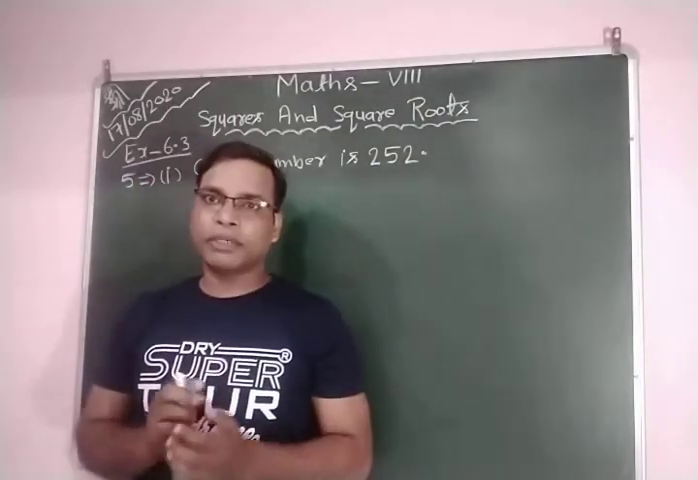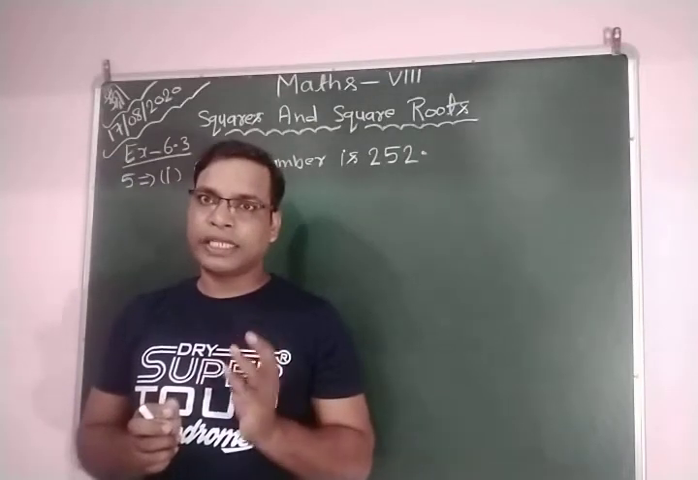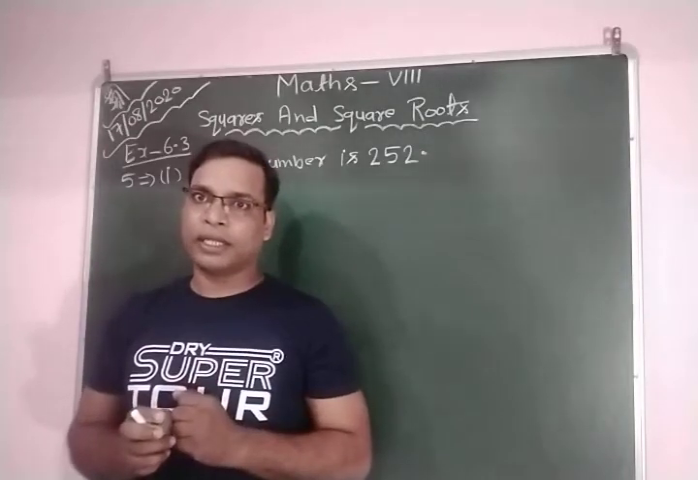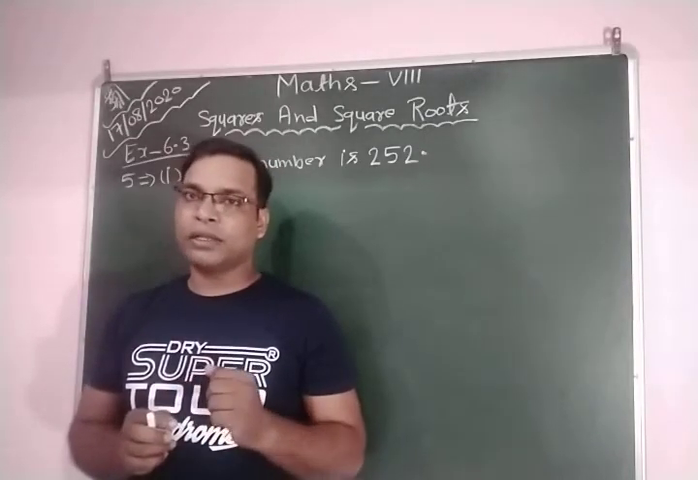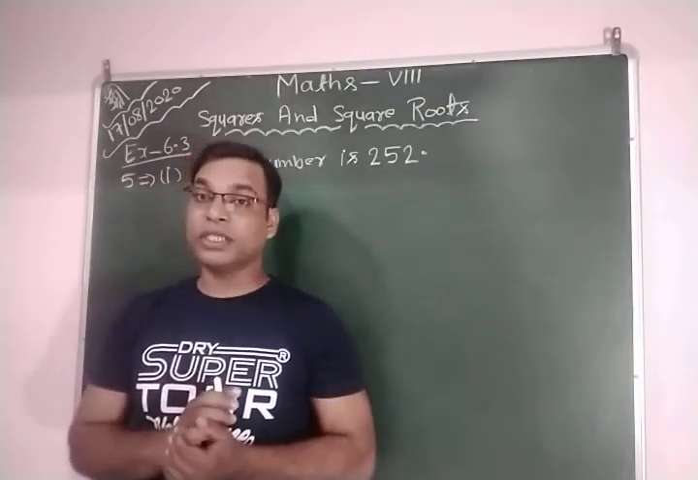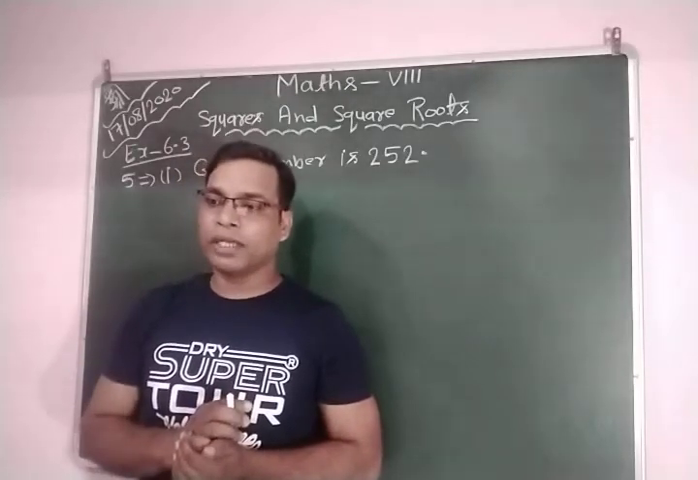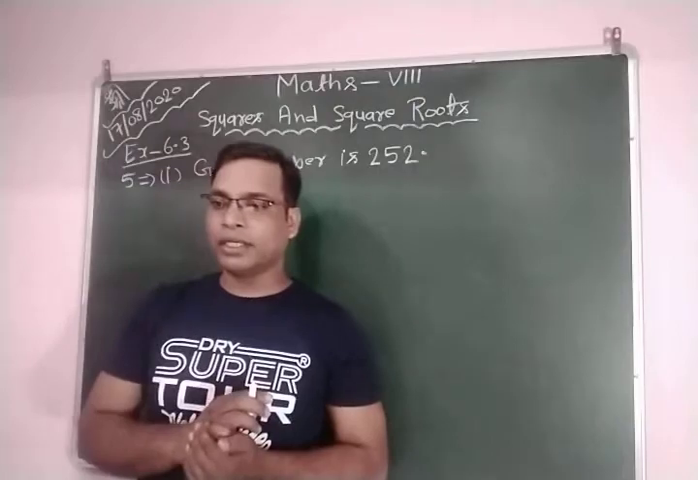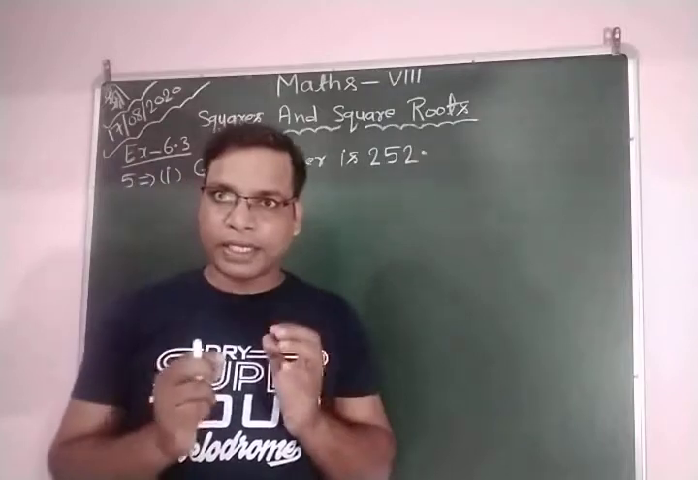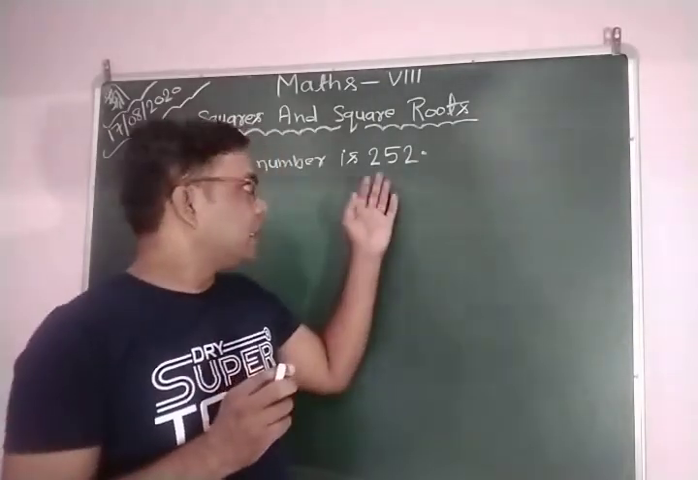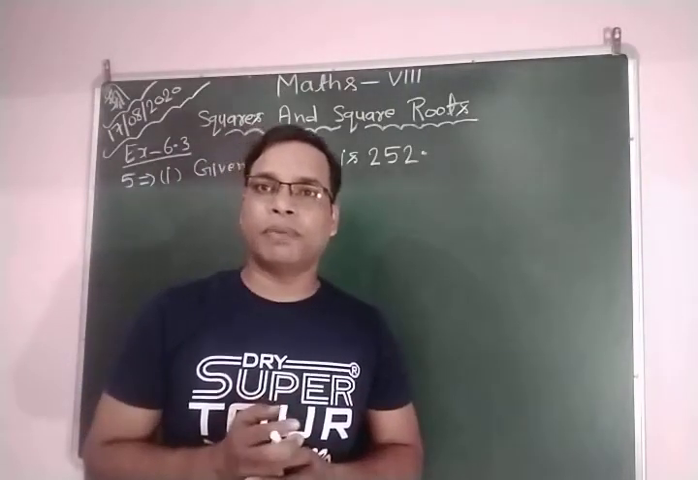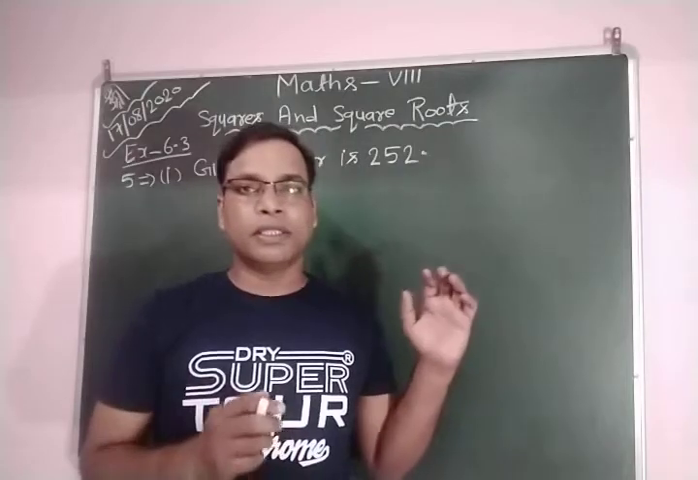Okay, when the unit place of a number has 2, 3, 7 or 8, the number is not a perfect square. So we find here the smallest whole number by which it should be multiplied so as to get a perfect square number. It means first we find the smallest whole number and multiply by this number, then it becomes a perfect square number. After this we find the square root of the new number.